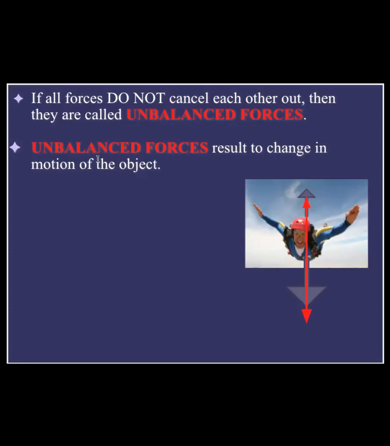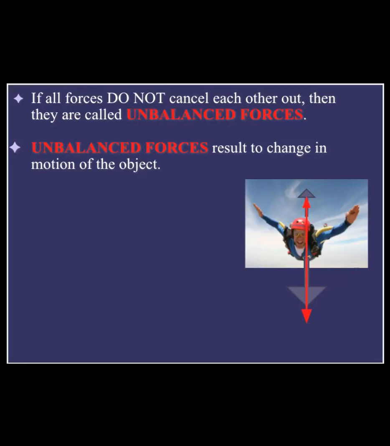So when you have unbalanced forces acting on the object, the result is a change in the motion of the object. Obviously for this gentleman right here, he is falling faster. The force of gravity is acting on him, making him fall downwards.